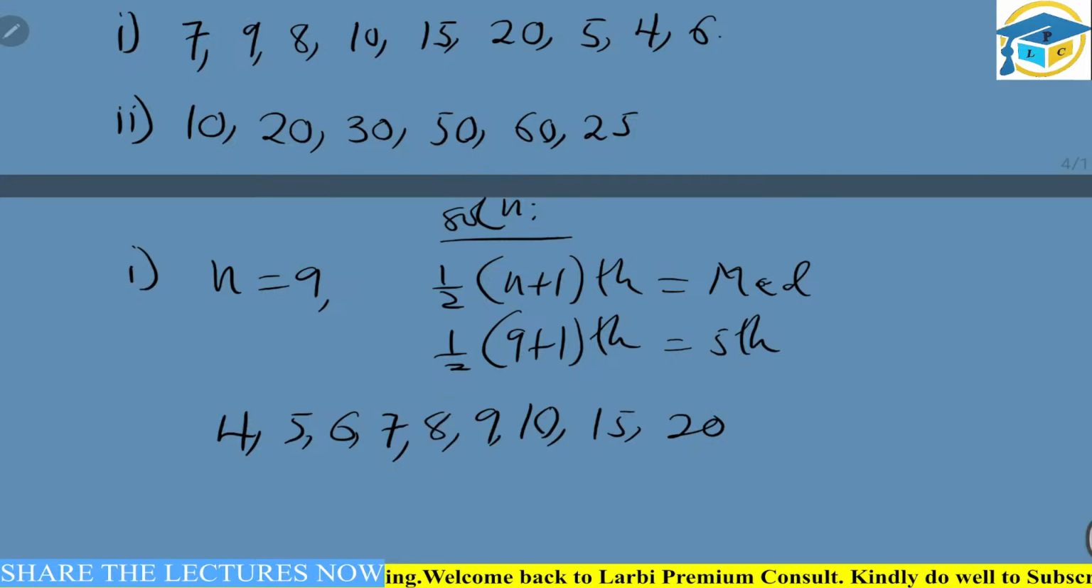And we will say that therefore our median is equal to what? 8. Our median is equal to what? 8. Because we're able to identify that the median position is what? The fifth word value. And that is what? In this particular case is what? 8. So let's take note of that.